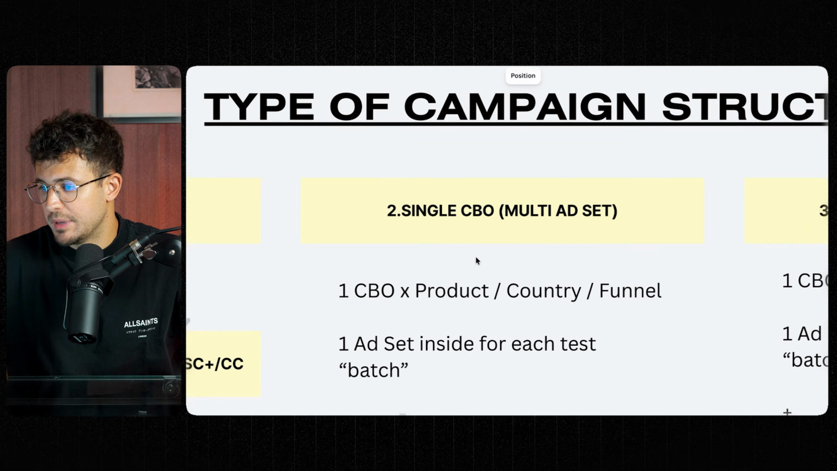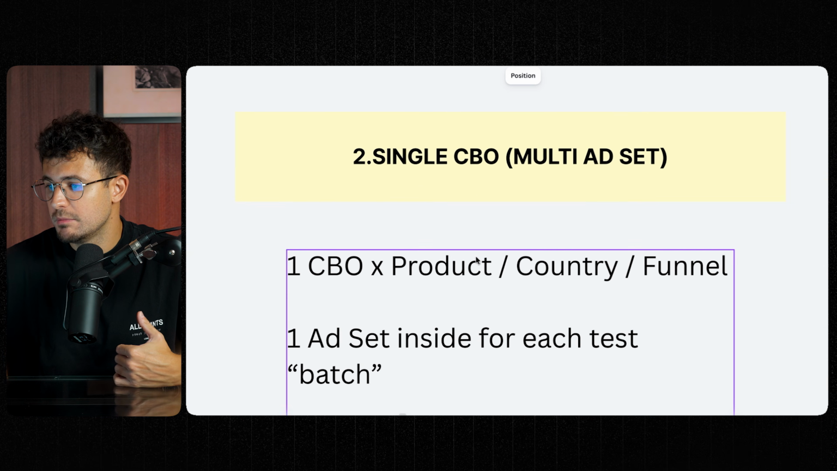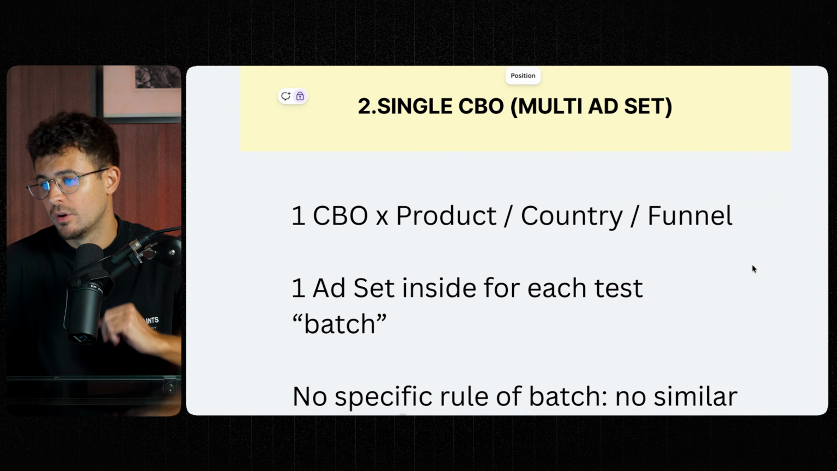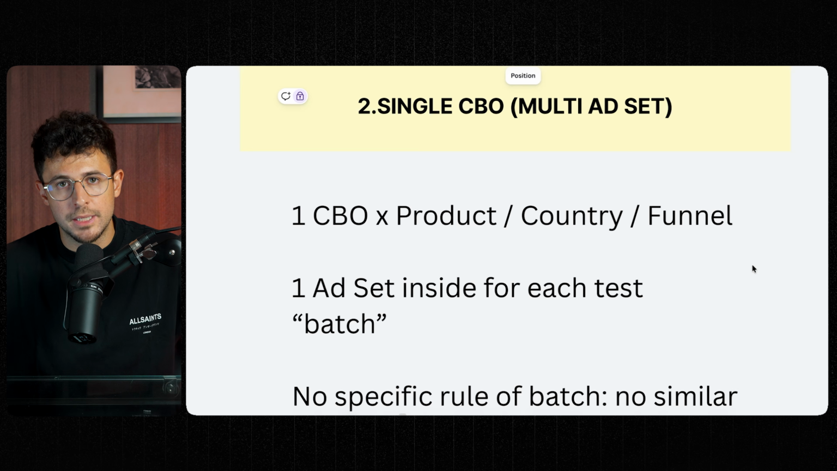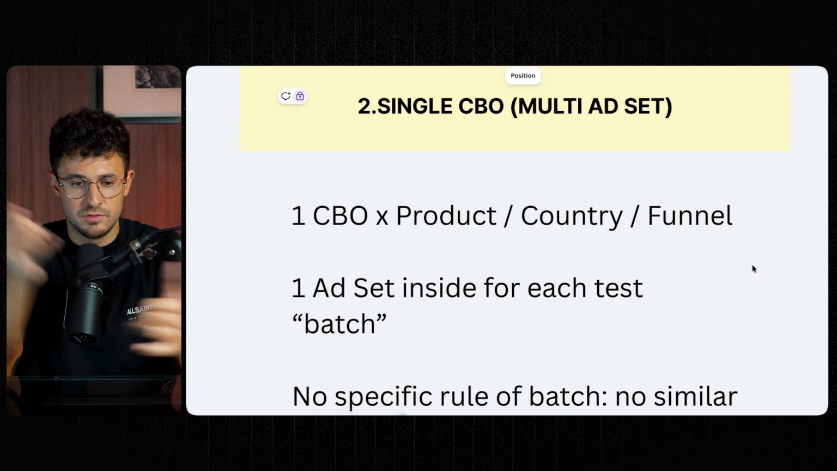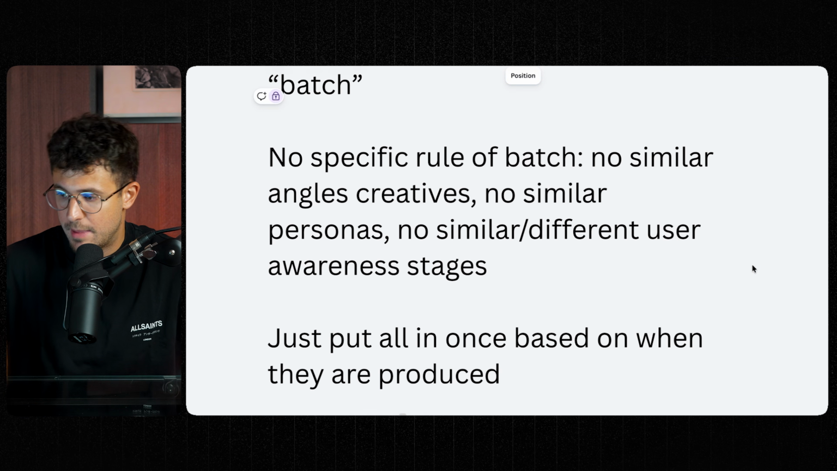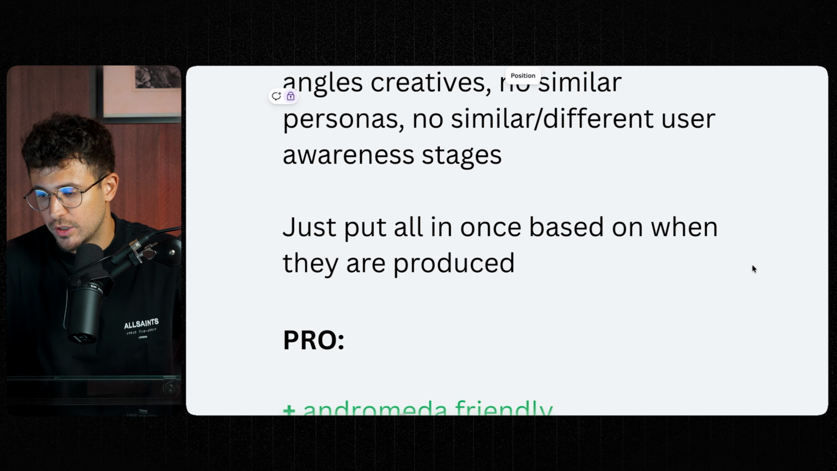The second setup is a single CBO multi-ad set setup, where you basically have one CBO per product, per country, per funnel. Then you have one ad set inside for each test, which is actually called a batch. Independently from what the batch is, it can be a mix of static ads, different angles, same angle, different personas, videos, statics, all mixed together. So there is no specific rule of batching. Just put them in once they are produced and ready to launch.